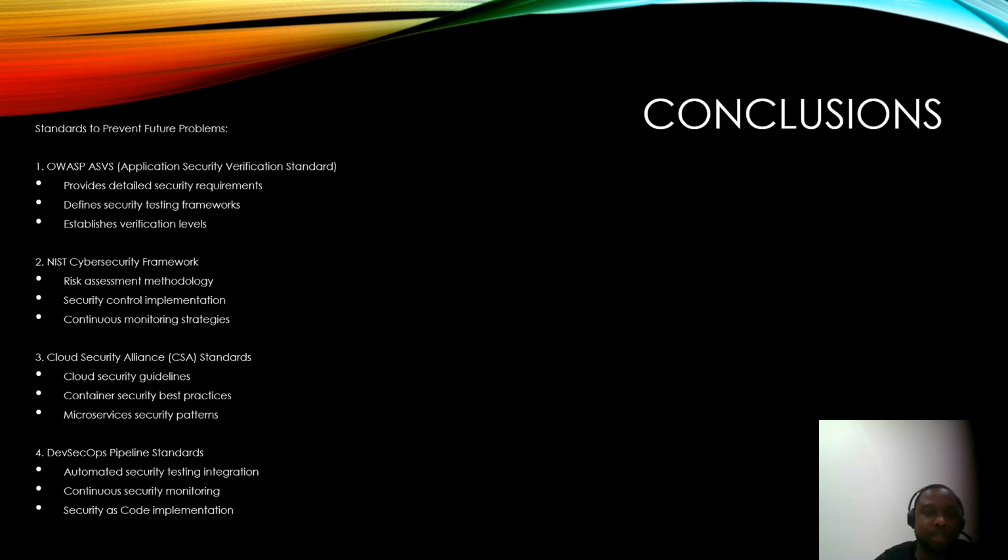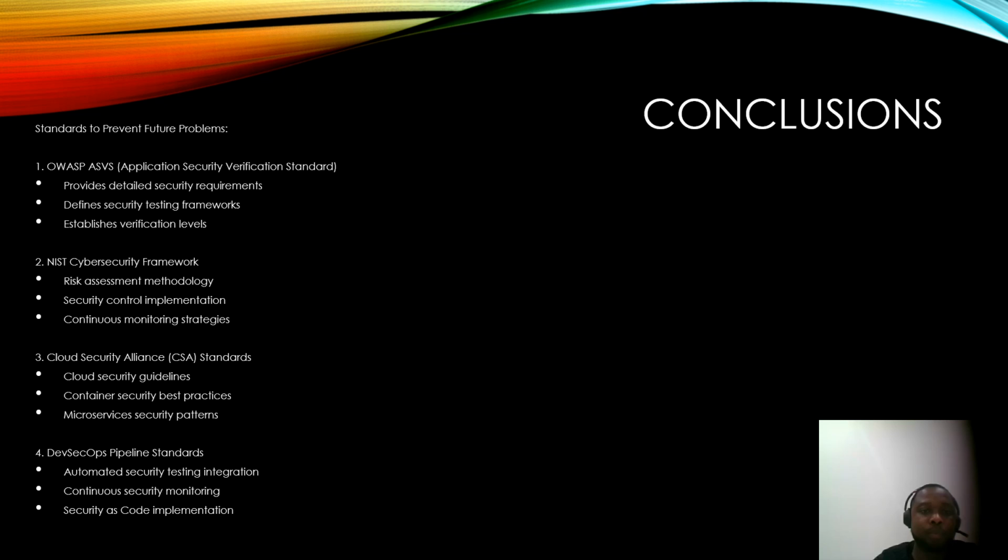As a conclusion, standards to prevent future problems: we're going to use the OWASP ASVS, which is the Application Security Verification Standard, that will provide detailed security requirements, define security testing frameworks, and establish verification levels. Secondly, we're going to use the NIST cybersecurity framework that will consist of risk assessment methodology, security control implementation, and continuous monitoring strategy.